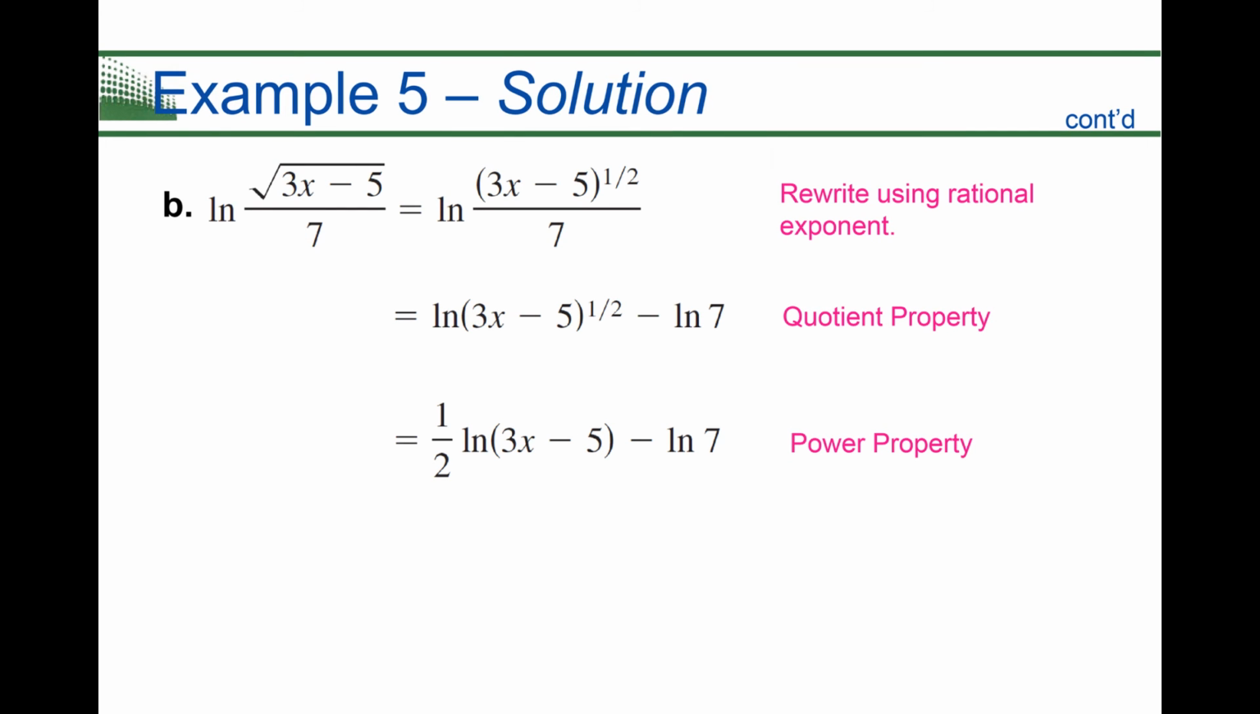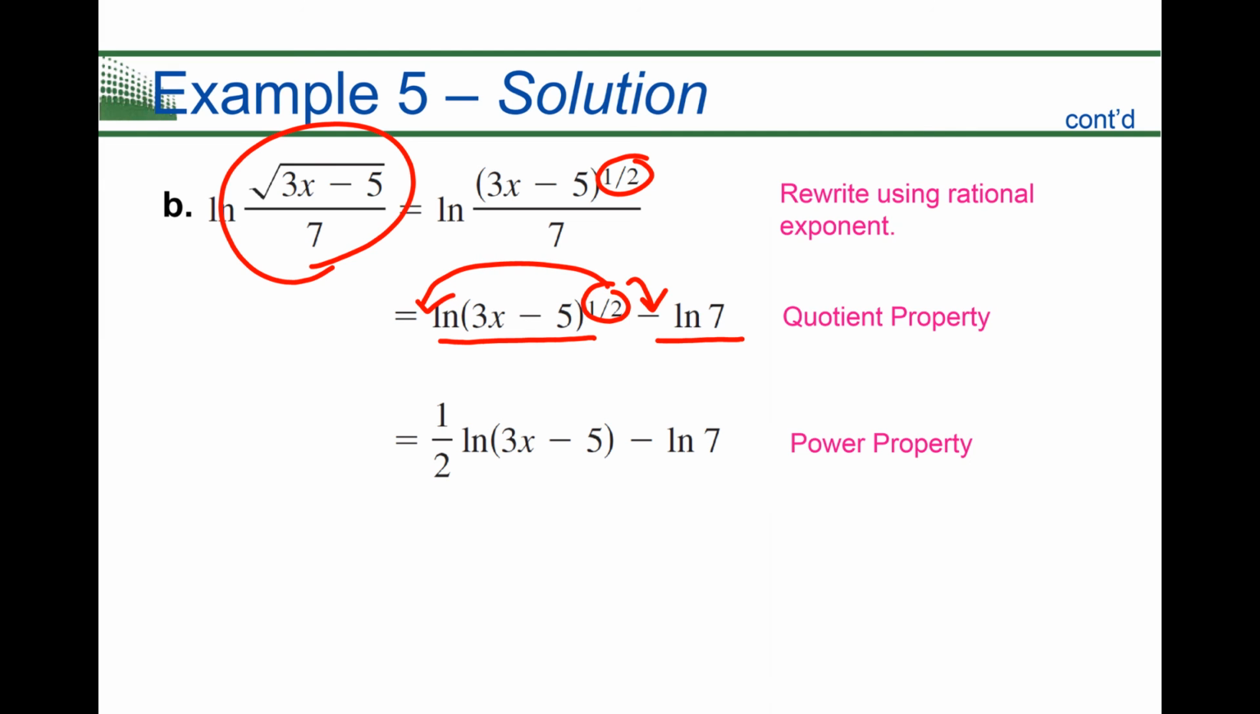Now in this one, what I want to do is first, like I did before, separate out any multiplication or division. Since this whole thing is being divided, I'm going to separate it out by a minus sign. Now you'll see here that they went ahead and took the square root and rewrote it as a 1/2. I would have done the same. You rewrite it as a 1/2 minus the ln of 7. So then the only step you have left is to take this 1/2 and pull it out front.